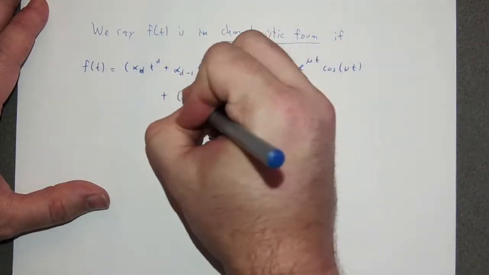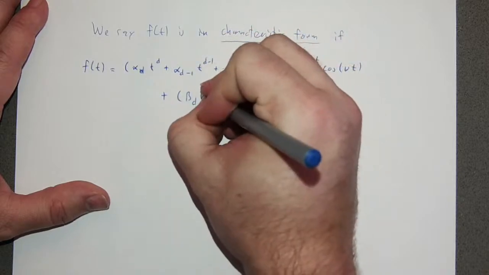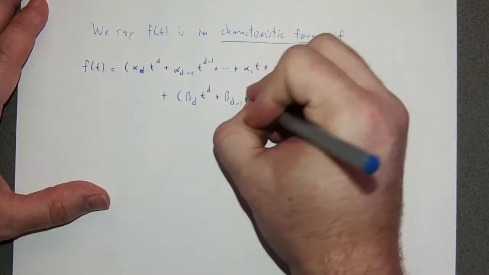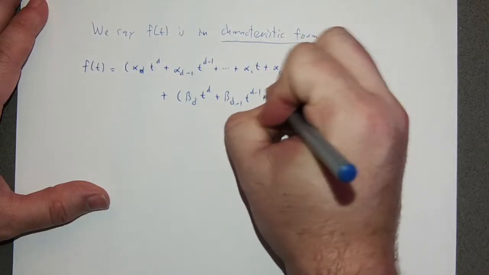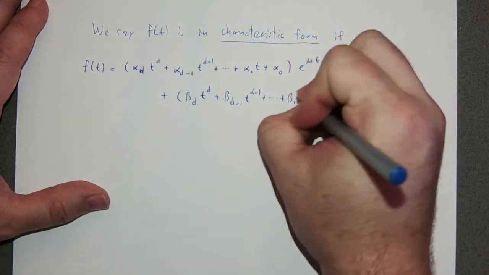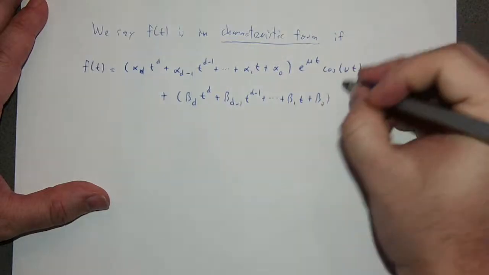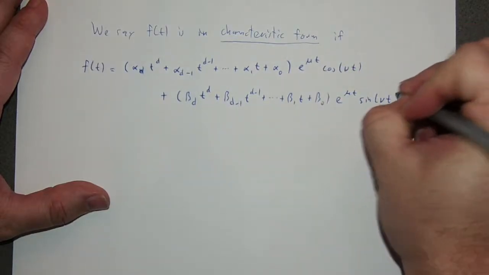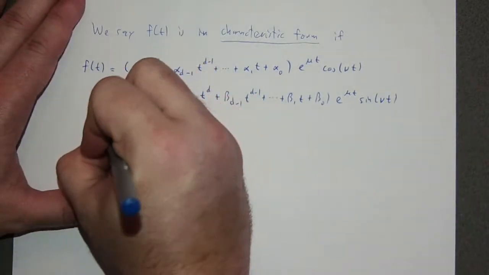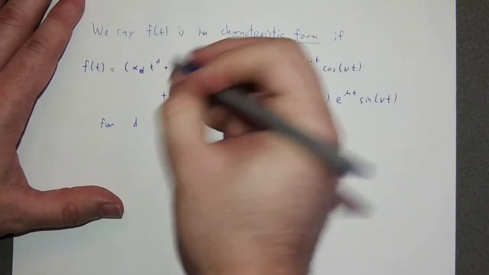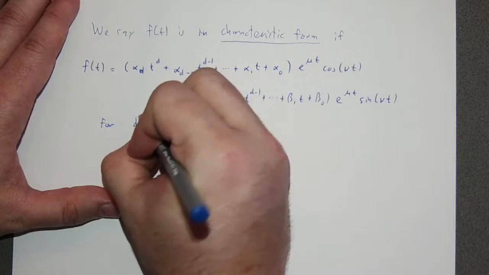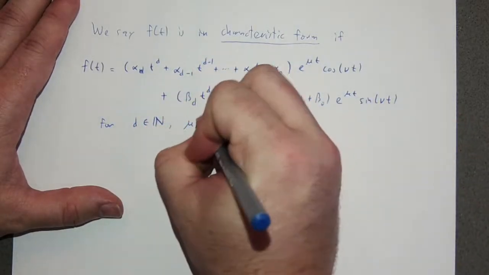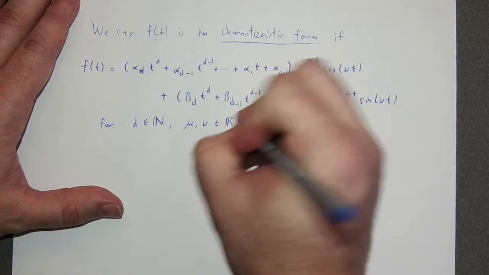plus beta sub d t to the d plus beta sub d minus 1 t to the d minus 1, and so on, all the way out to beta sub 1 t plus beta naught times e to the mu t sine of nu t, for d some natural number and mu and nu some real numbers.